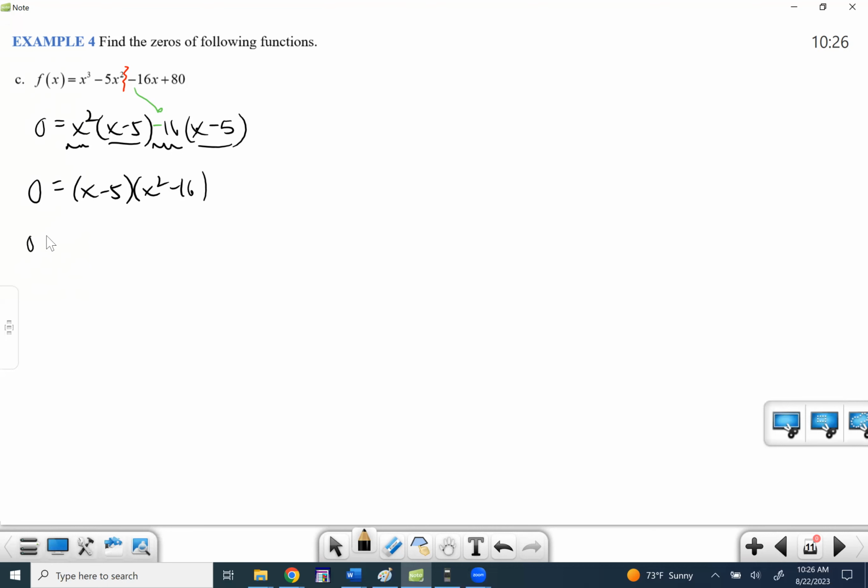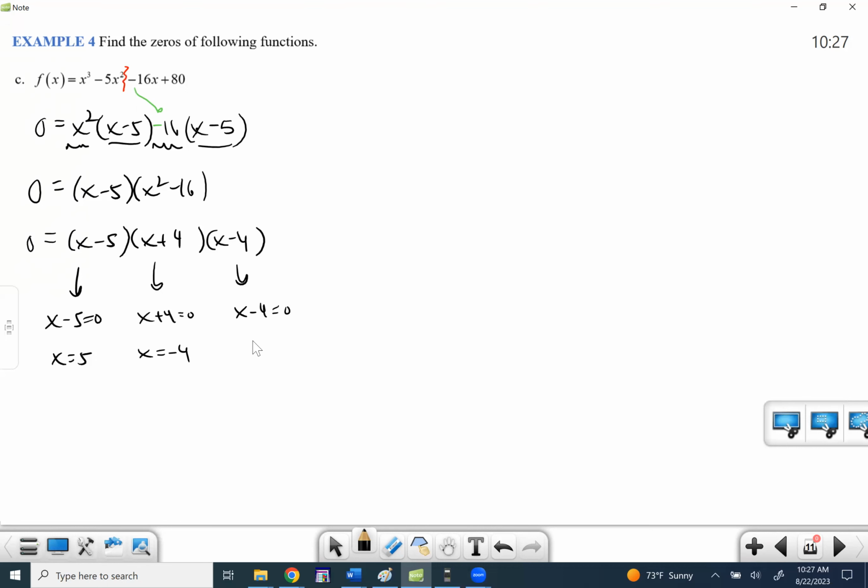And again, we have a difference of squares, which are my favorite things to factor. One's a plus, one's a minus, and just square root the last number, so 4. We set each piece equal to 0. We get positive 5, -4, and 4. And again, you could write those as ordered pairs. All right.